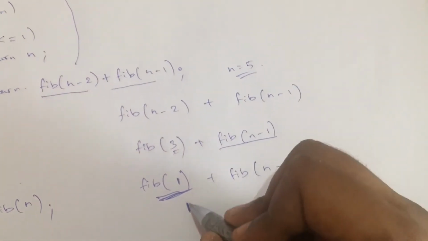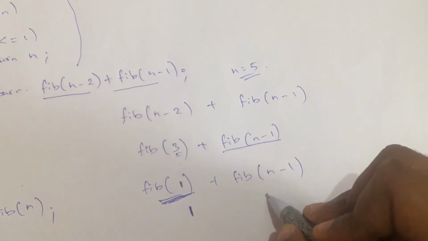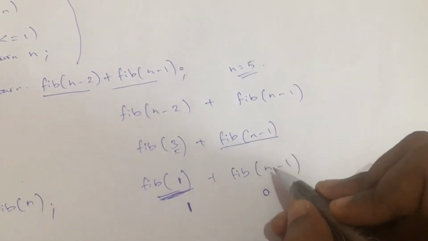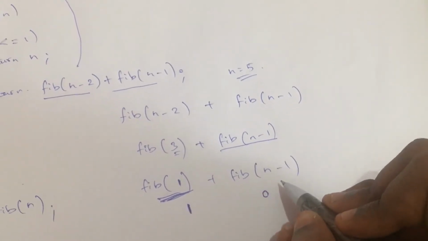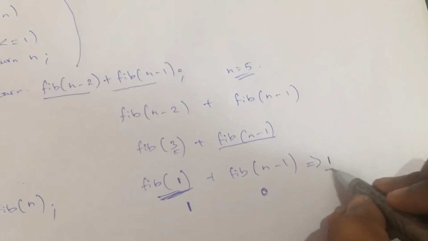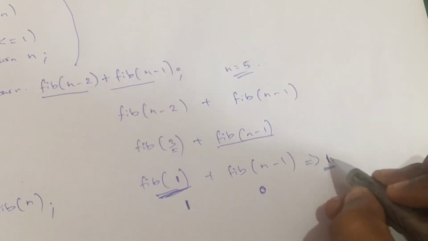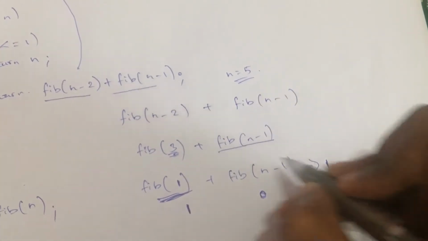In the previous case, this has returned the value 1. Plus the other value here, which will return 0, since 1 minus 1 is 0. So fib of 0 is equal to 0 itself. Now I'll get 1 plus 0 over here, so that will be 1, and this, the final output, will be passed back to this fib of 3. So with fib of 3 I'll be passing 1.